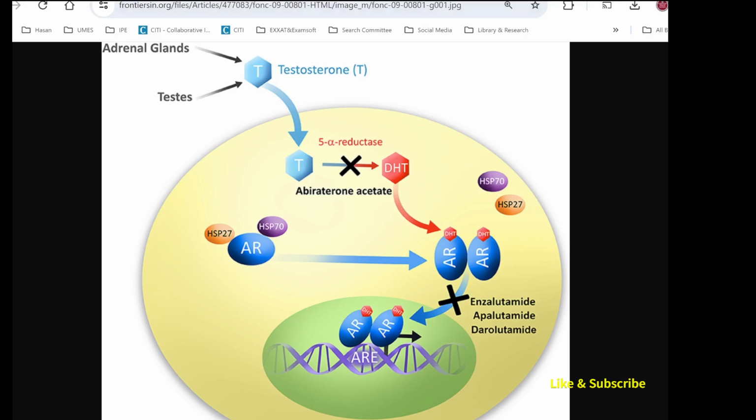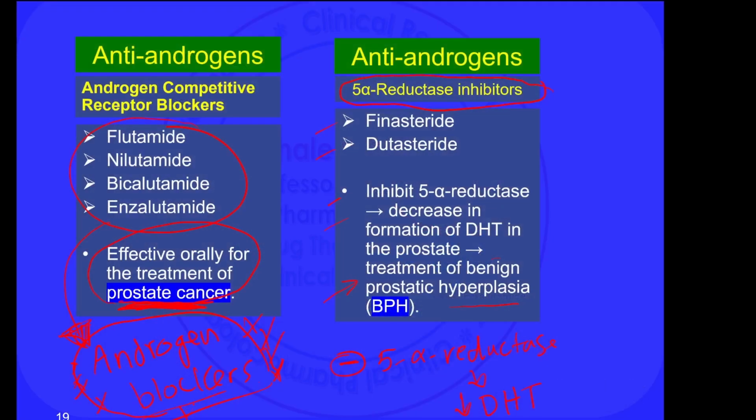So we have two groups of medication. The first group works on the enzyme and is used for benign prostatic hypertrophy: finasteride and dutasteride. They are enzyme inhibitors that inhibit 5-alpha reductase and prevent formation of dihydrotestosterone, and are used to treat benign prostatic hyperplasia. The second group is the androgen competitive receptor blockers: flutamide, nilutamide, with the suffix -tamide. These block the androgen receptor and are used for prostate cancer.